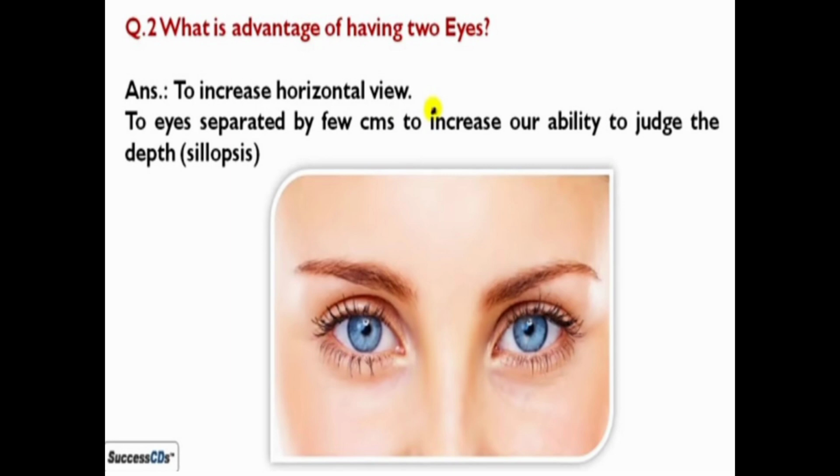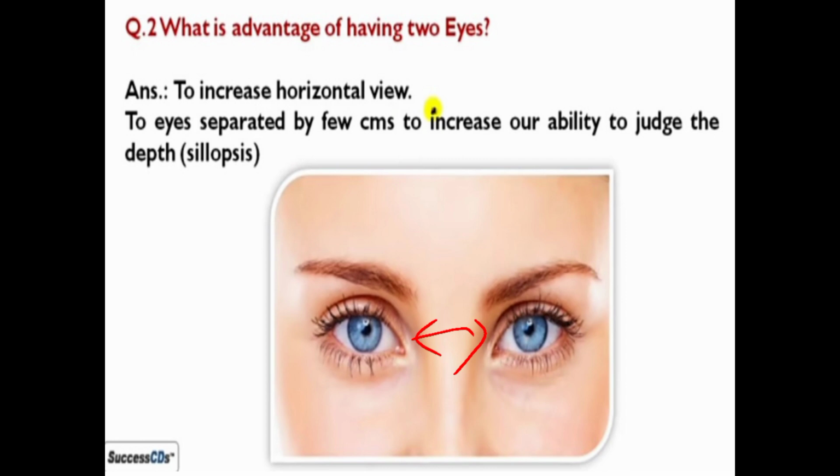Now, what is the advantage of having two eyes? Why do we have two eyes? First is to increase the horizontal view. If we have only one eye, or if we can't move our eyes, we can't see the horizontal view. Only the vertical view can be seen through that eye. But to increase the horizontal view, we have two eyes, and another reason is that the two eyes are separated by a few centimeters. As we can see, there is a distance between the two eyes.